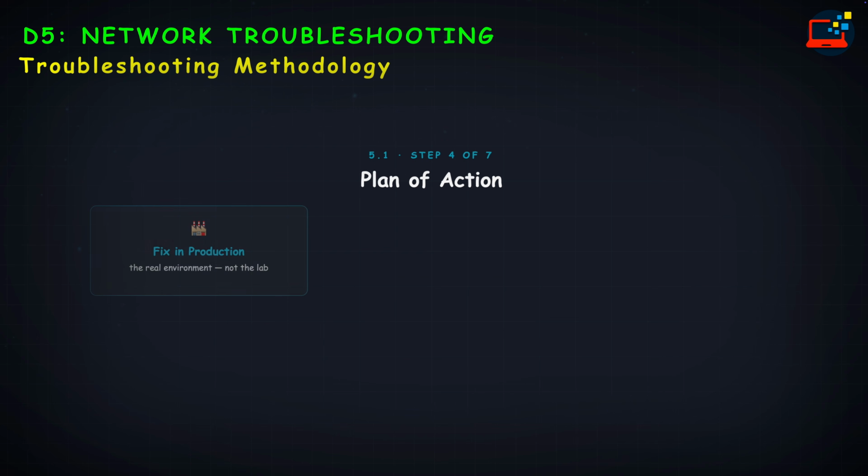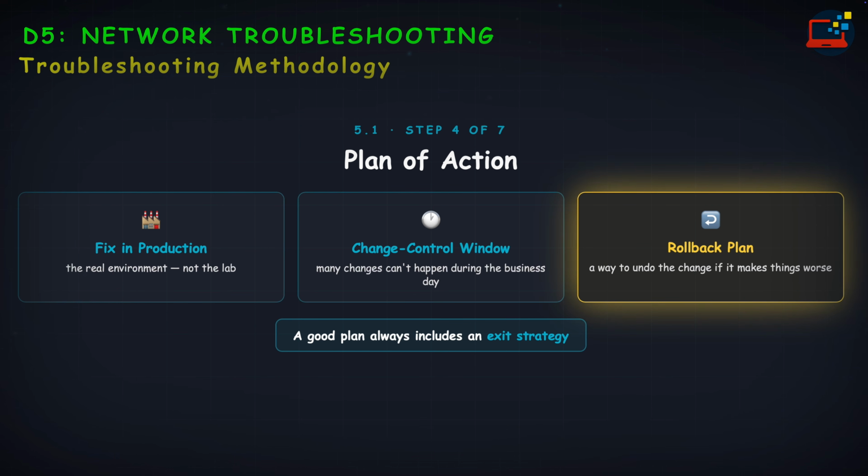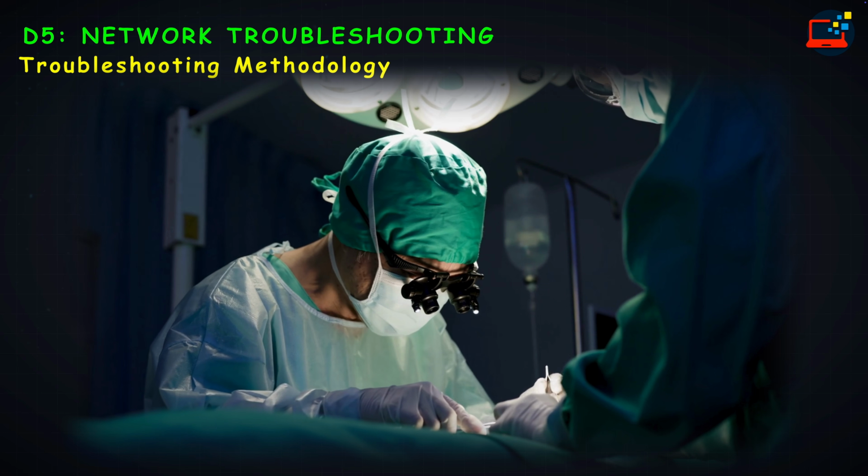Step 4 is establish a plan of action to resolve the problem. Once you know the cause, you decide how you're going to fix it in the real production environment, not the lab. That plan includes timing, because many changes cannot happen during the business day and have to wait for a scheduled change control window. And a good plan always includes a rollback plan, a way to undo the change if it makes things worse. Think of a surgeon's plan that always includes an exit strategy.